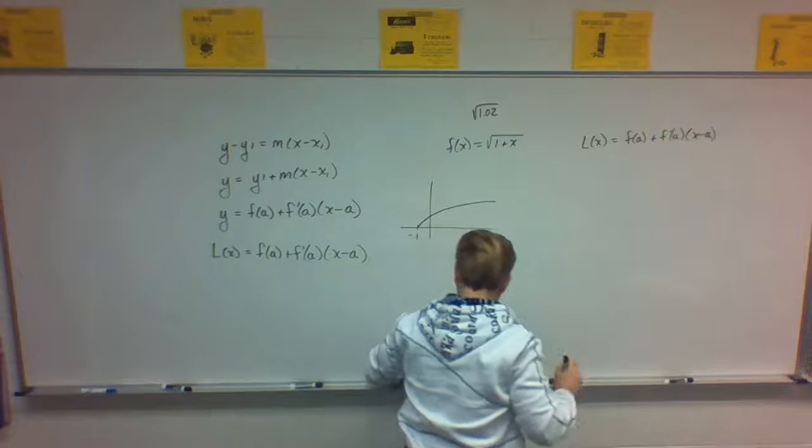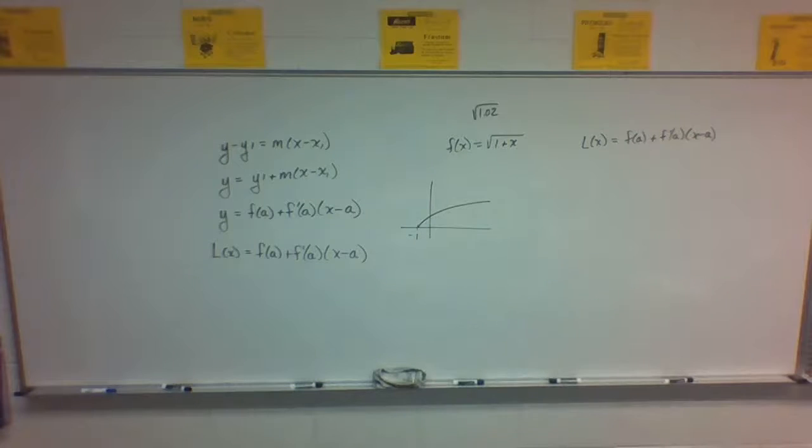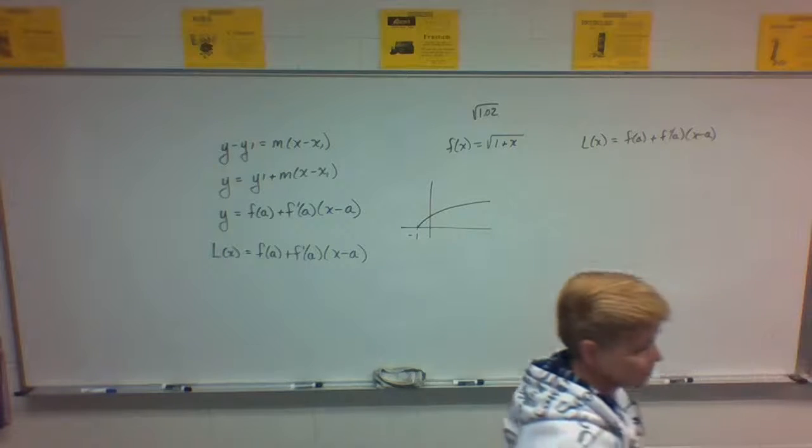Take a look at the instructions so that we can do this piecemeal. It says find the linearization of this function, square root of 1 plus x, at x equals 0. So they're telling us the value they want us to look at, and use it to approximate the square root of 1.02 without a calculator. And then we will use the calculator to test its accuracy.